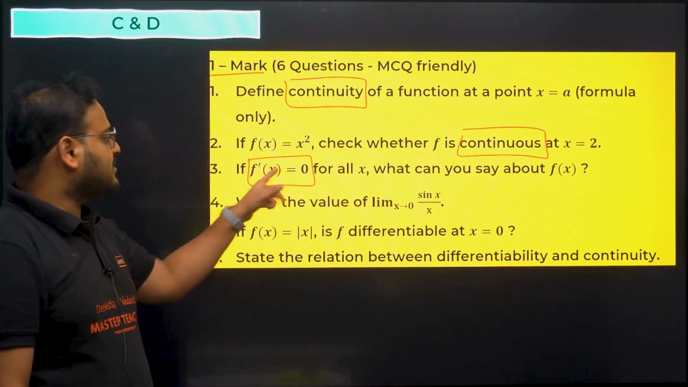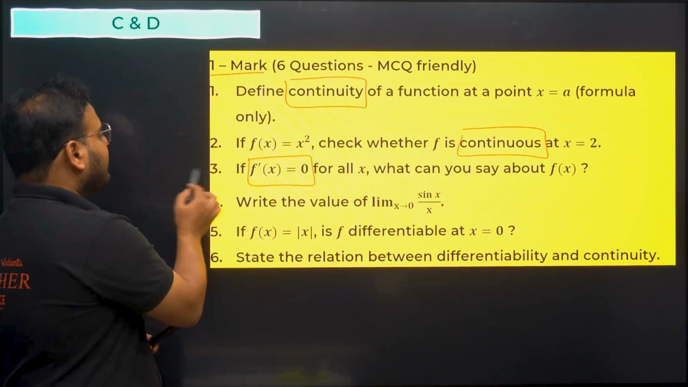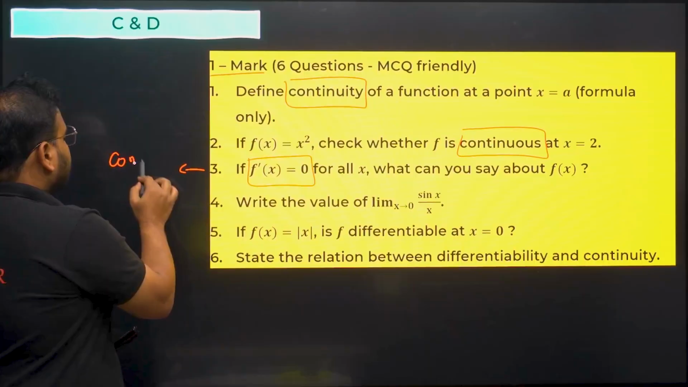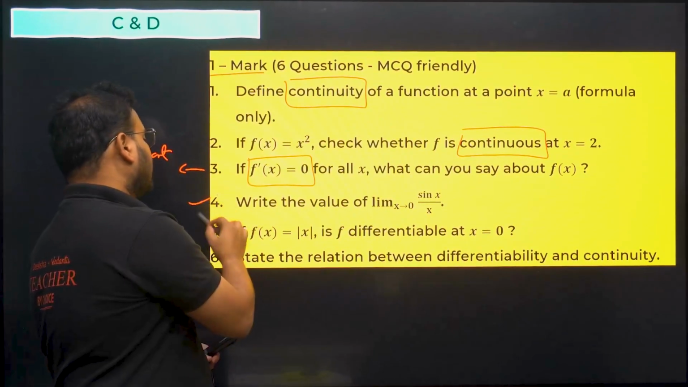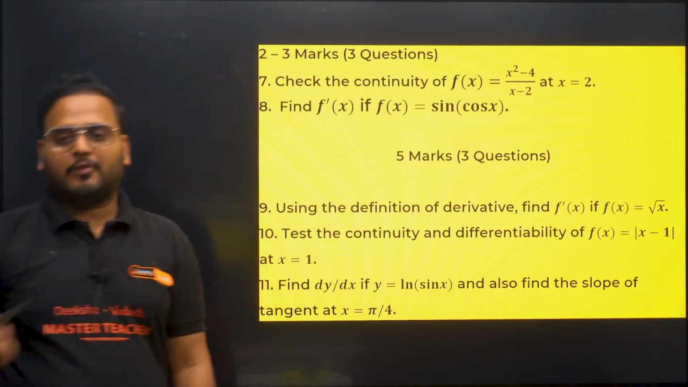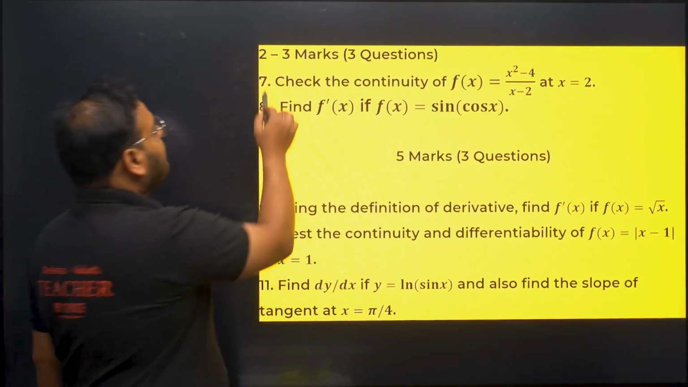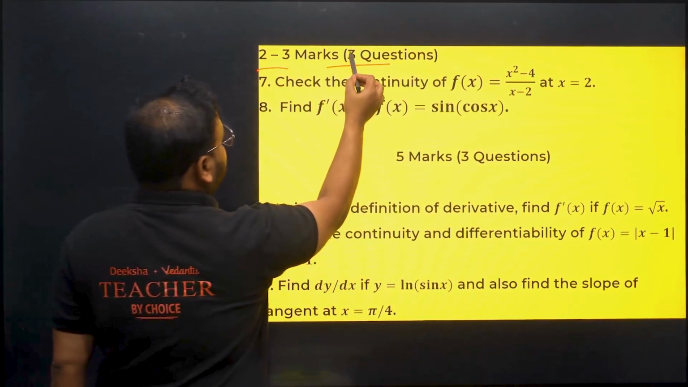If derivative of x is 0 for all x, what's the function? Simply constant function, right? It's going to be constant function. Okay, write the value of limit, standard limit is there. So solve all these questions, very important. So similar kind of questions can come for 1 marker from this chapter. Now 2 to 3 marker, 3 questions I have given over here. Okay, sorry, I have given only 2 questions over here.